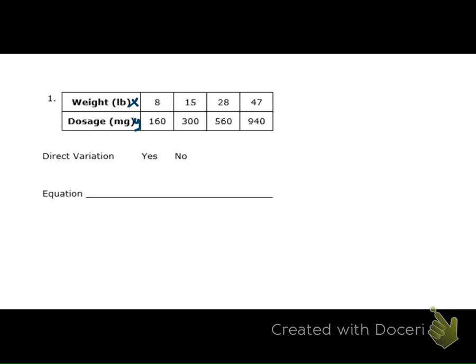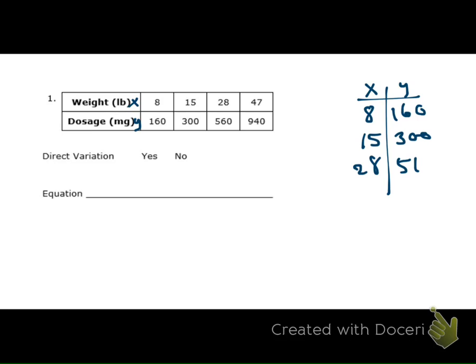Now I'm going to convert this table over to the side here because it's a little easier for me to work with if I see it like this. So I'm just going to move it. 8 and then 160, 15 and then 300, and then 28 and then 560.